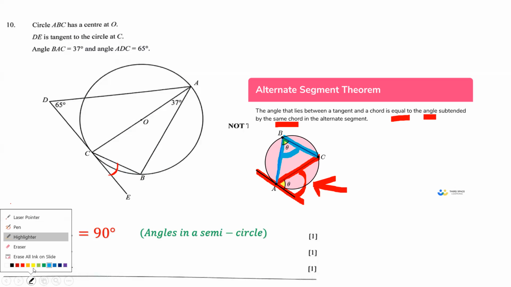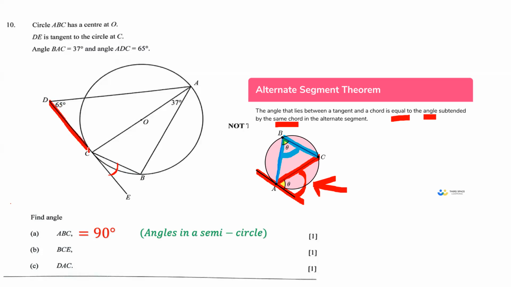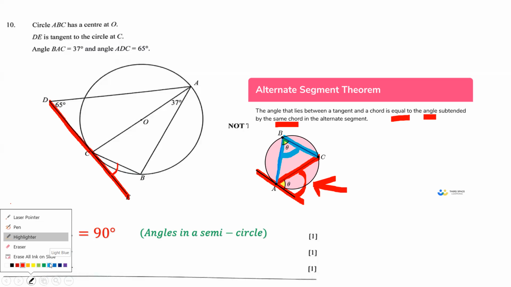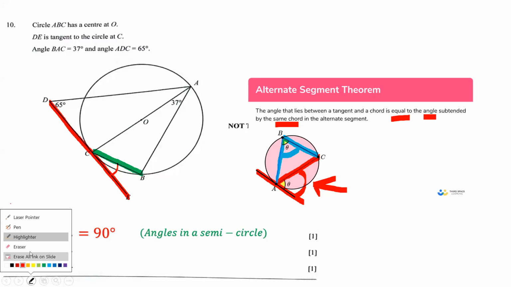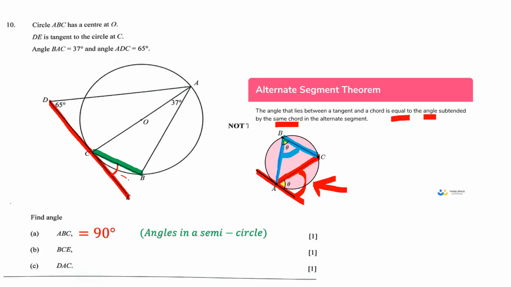If we notice carefully, we have the same thing. We have the tangent DE, right? That's a tangent. And let me put this in green. We also have the chord right here. And we have an angle, this angle right here, that is in between. Let's use the pen. This angle right here is the angle that's between the tangent and the chord, right?